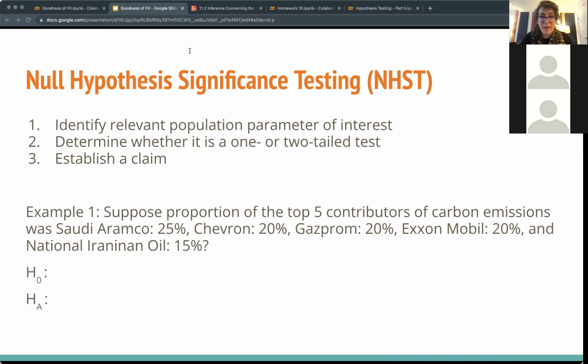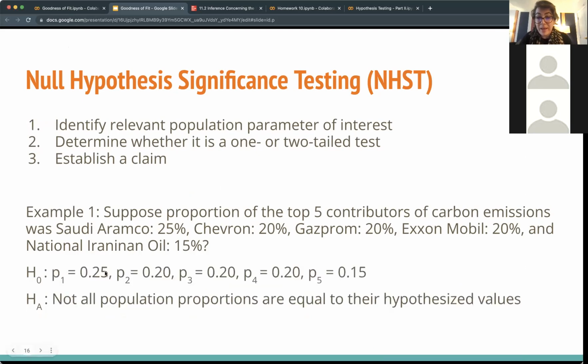And this is an example of that second type of scenario where we would want to have specific proportions that we're trying to test for the 5 contributors of carbon emissions. And we would have what we think they are based off this. And then the alternative would show, hey, there's something different going on here than what we would expect to see. So this is just walking through how we would translate different problems into different hypothesis testing frameworks for us to then go and test. Depending on the problem, we would phrase it in different ways.